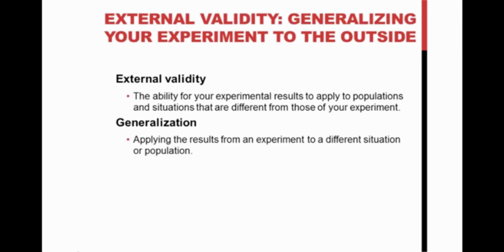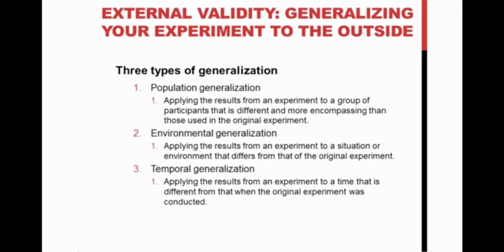The other type of validity that I mentioned I would talk about in this lecture is external validity. And external validity is the ability for your results to apply to other situations. In other words, how well do your study results generalize, that is, apply from your experiment to a different situation or population to the real world? When we think about how we generalize results, we typically do so in one of three ways. We either apply the results to a new population, a new environment, or a new period in time.